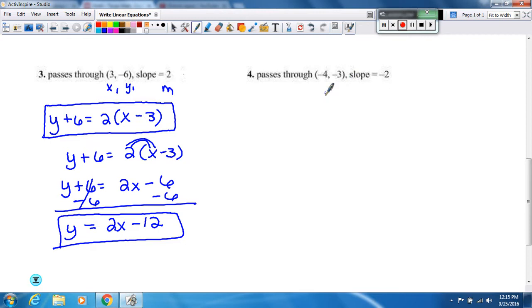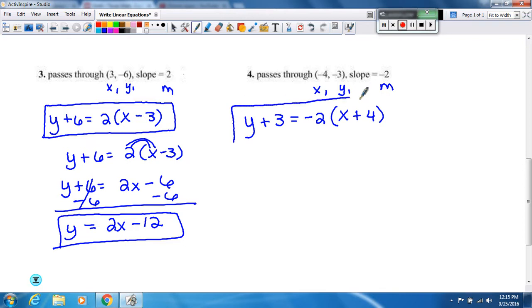Next one, we have x sub 1, y sub 1, and the slope. So y and the opposite of the y they gave you, the opposite of negative 3 is positive 3, equals your slope, which is negative 2. And then you have x, and the opposite of the x they gave you, the opposite of negative 4 is positive 4. So that's the point-slope form.